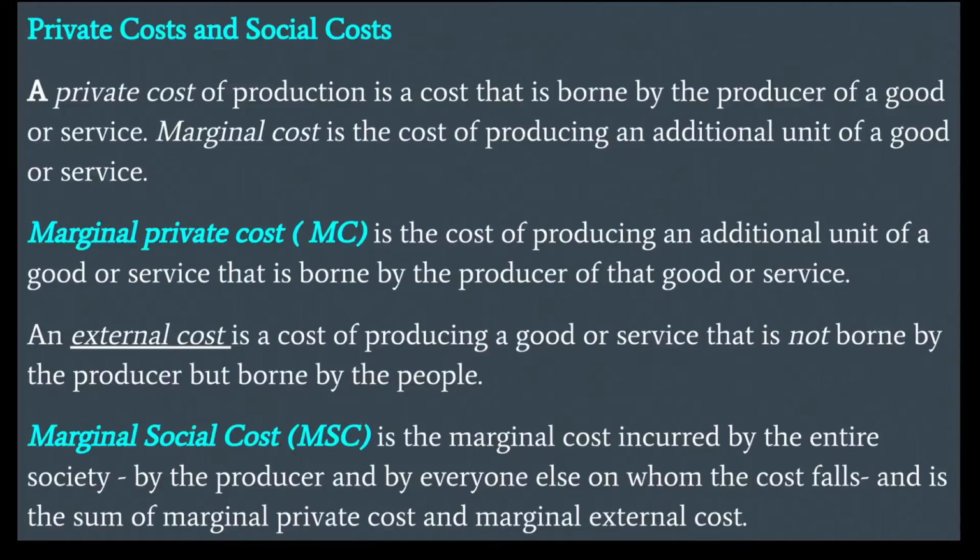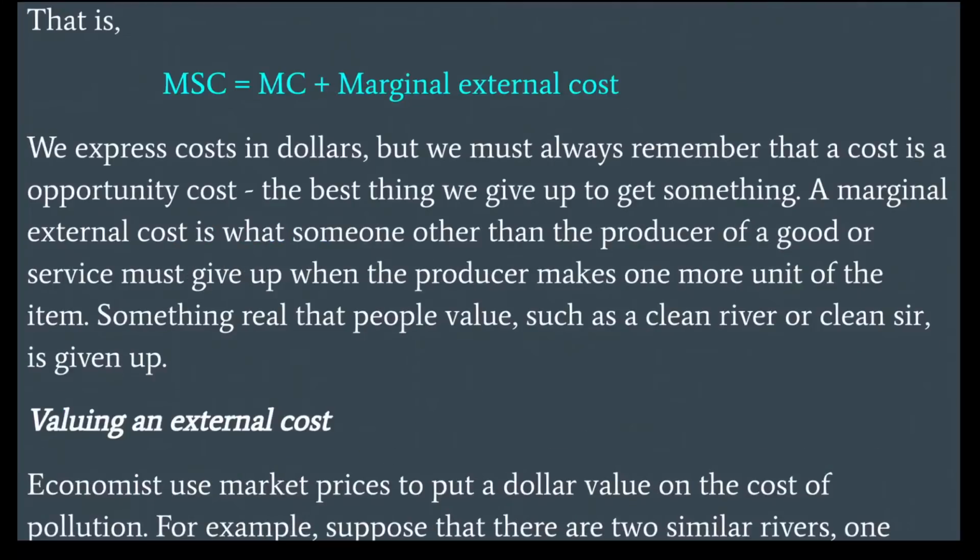An external cost is a cost of producing a good or service that is not borne by the producer but borne by other people. Marginal social cost, that is MSC, is a marginal cost incurred by the entire society, by the producer, and by everyone else on whom the cost falls, and is the sum of marginal private cost and the marginal external cost. That is, MSC is equal to MC plus marginal external cost.